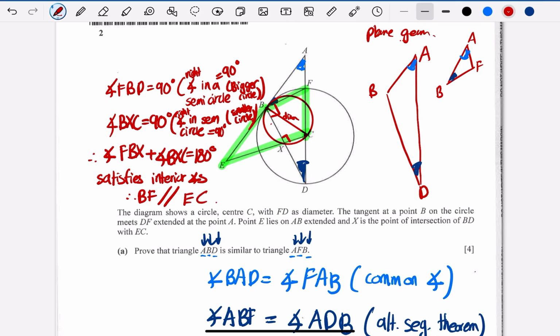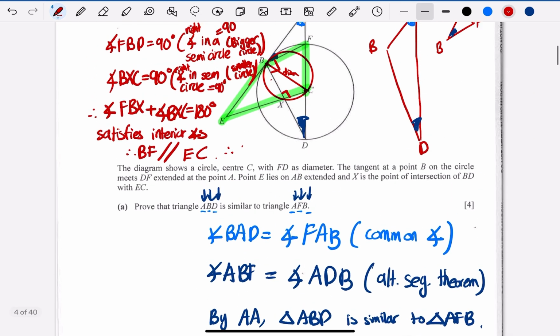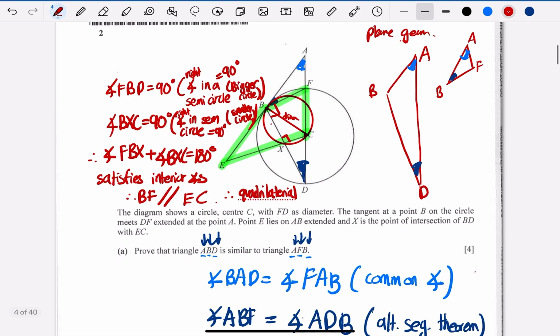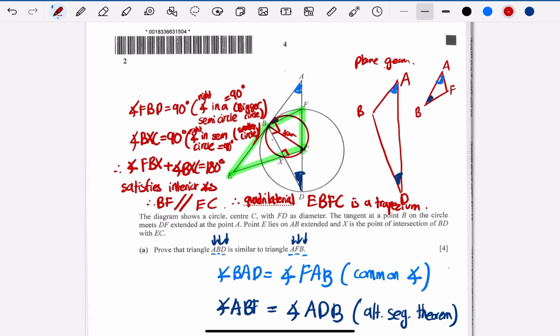Since BF is parallel to EC, we can therefore conclude that this quadrilateral BECF, or let me follow their naming, what did they name it as? EBFC. EBFC is a trapezium. Okay, so that is how you do question 2 of the 2023 paper 2.